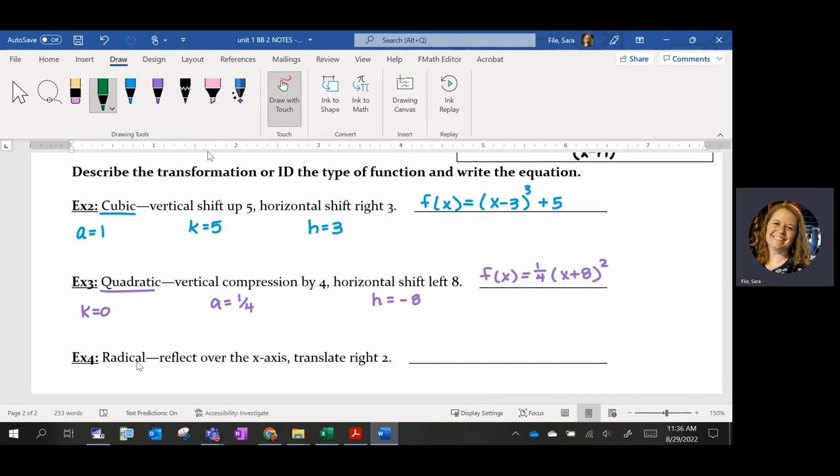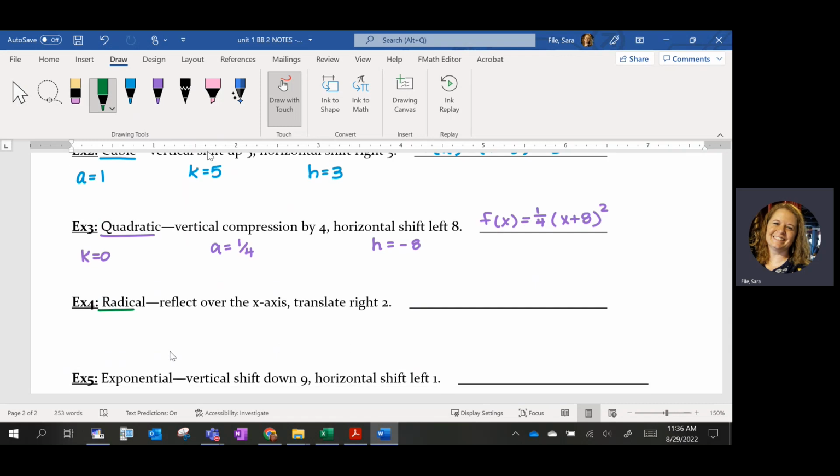All right, then the next one is a radical function. So a radical reflected over the x, that tells me a must be negative. It says nothing about a stretch though, so it's still a 1, but it's negative because of the reflection. Okay, translated right 2, so again, that's my h is 2, nothing about a vertical shift, so k is 0. So a is negative, and then this is the radical, that's the square root. And then inside needs to be x minus h, so x minus 2.